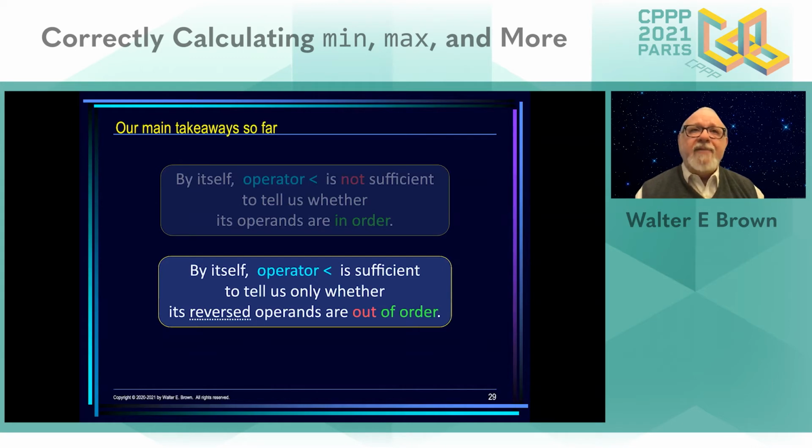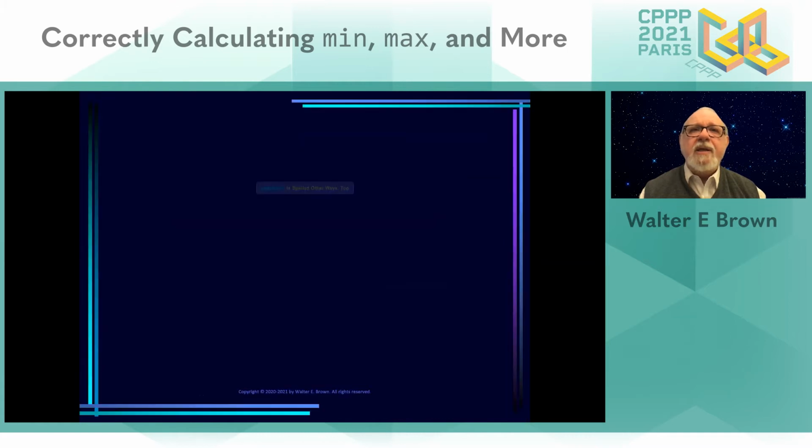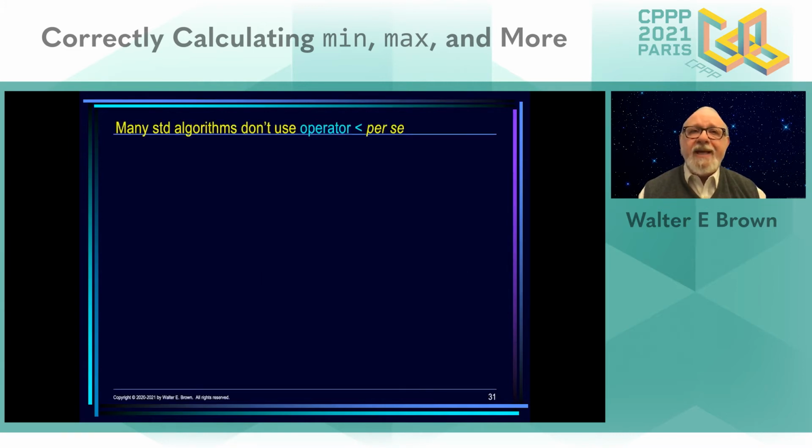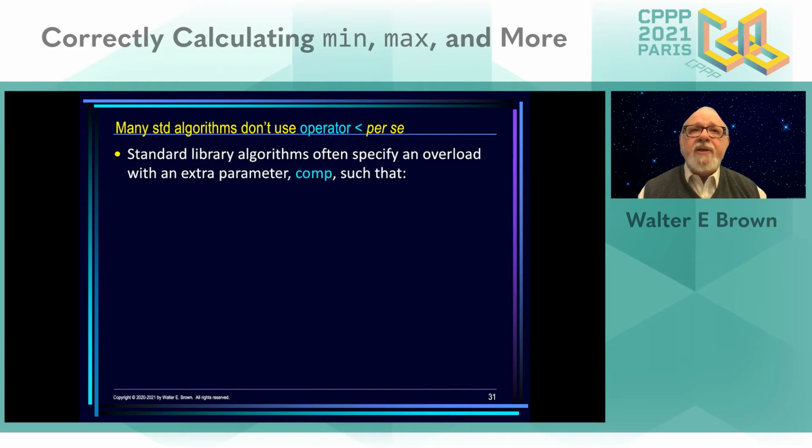All right. Now, having made those observations, I'd like to discuss a little more about operator less than, because it turns out, as we observed right at the beginning, operator less than is spelled other ways as well. There are many standard algorithms that don't use operator less than spelled that way. Often, standard library algorithms specify an overload with an extra parameter, traditionally named comp, such that the algorithm calls comp on X and Y to decide ordering instead of saying X less than Y.